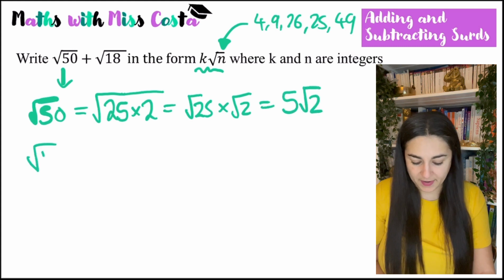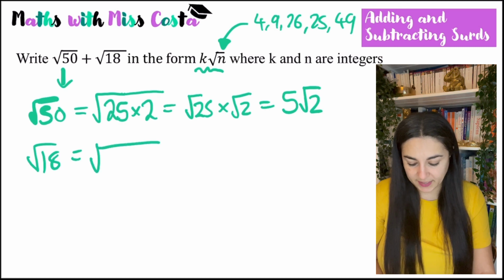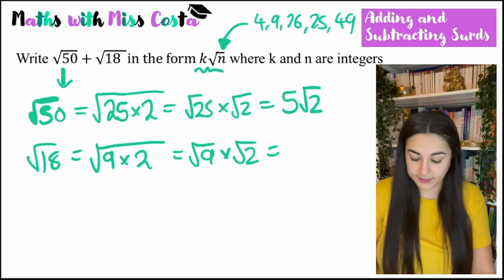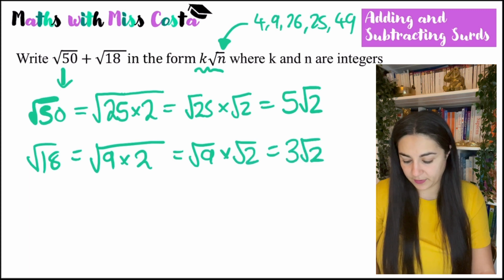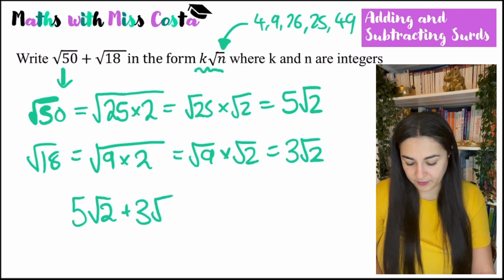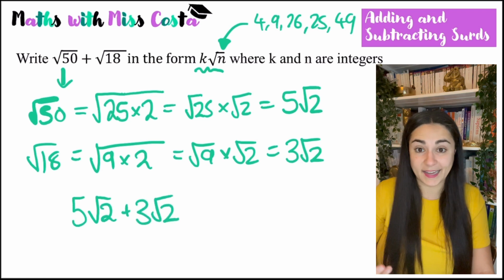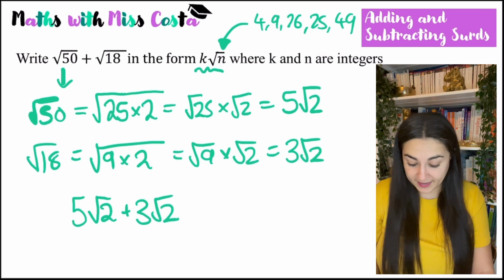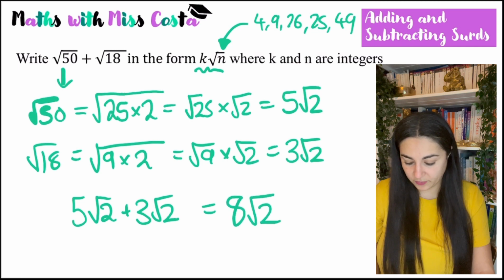Let's do the same thing with the square root of 18. So what's the largest square number? That would be 9 times 2, which is the square root of 9 times root 2. And the square root of 9 is 3, so that would be 3 root 2. So you've got 5 root 2 plus 3 root 2. And just like algebra, if the surd is the same, it's the same quantity. So you can just simplify it like algebra. So that would become 5 plus 3 is 8, 8 root 2.